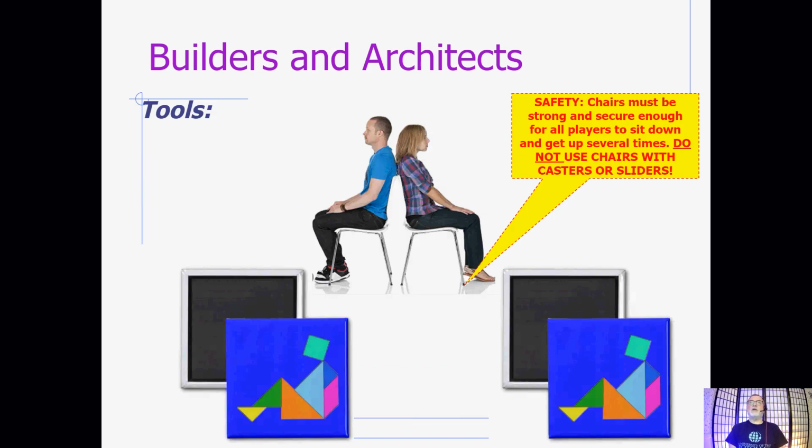2 chairs facing away from each other that did not have rollers, by the way, because you've got to stand up and sit down, and 2 magnetic tangram puzzles. So success was measured when the builder's tangram puzzle was the same as the architect's tangram puzzle. Make sense?